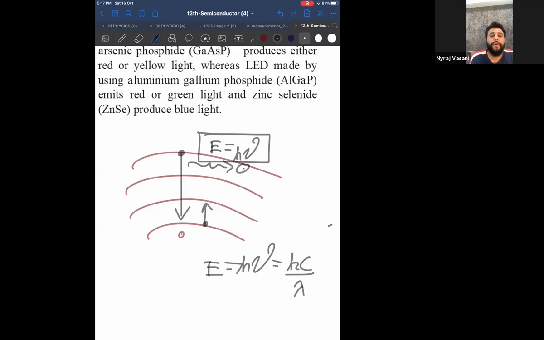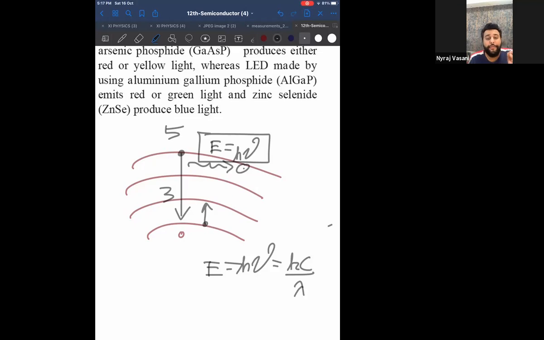And you know that energy will be equal to the difference of the energy gap. For example, if electrons jump from the 5th orbital to the 3rd orbital, what is the total energy they will release? E5 minus E3, means the energy of the 5th orbital minus the energy of the 3rd orbital. That energy is liberated in the form of light. That is called LED, light emitting diode.